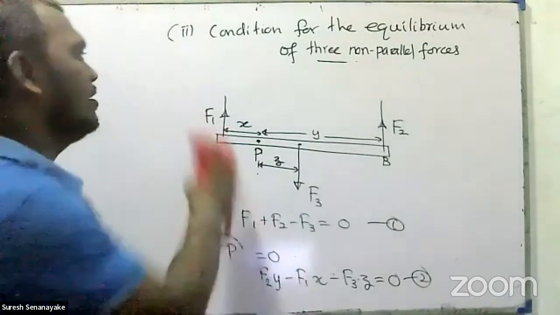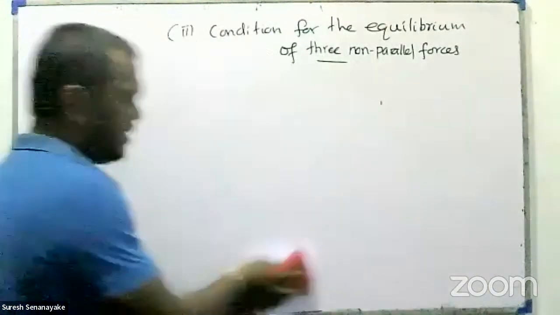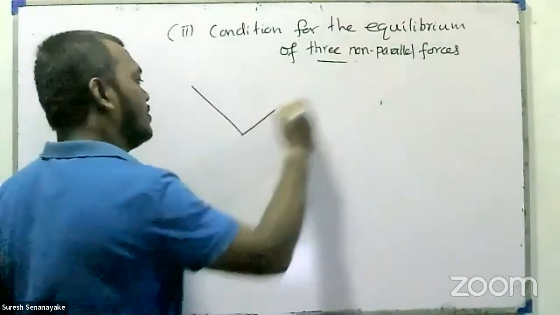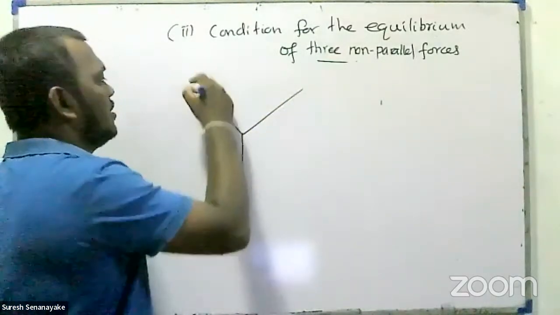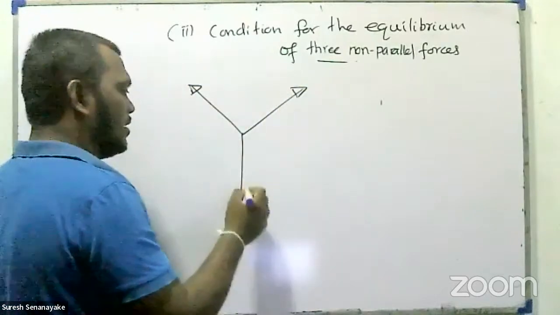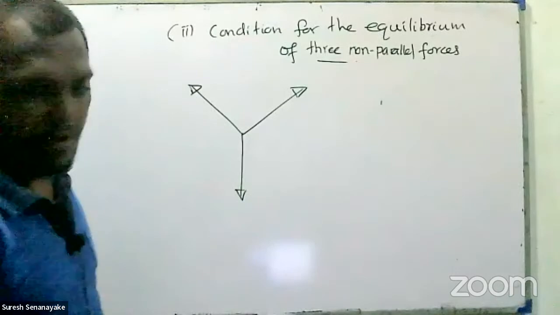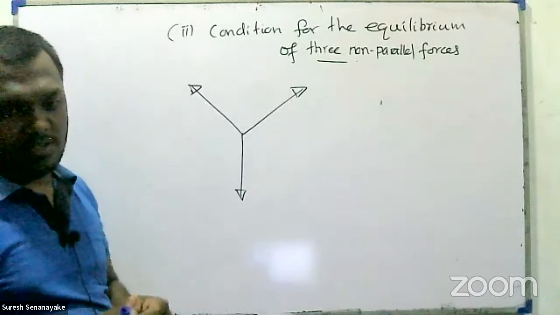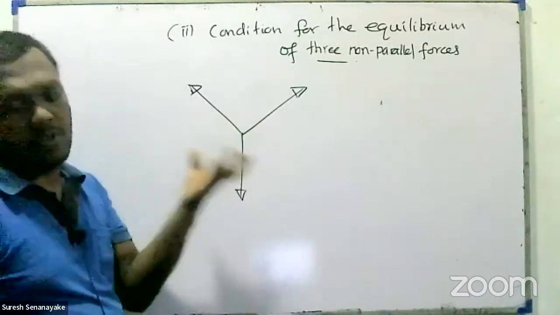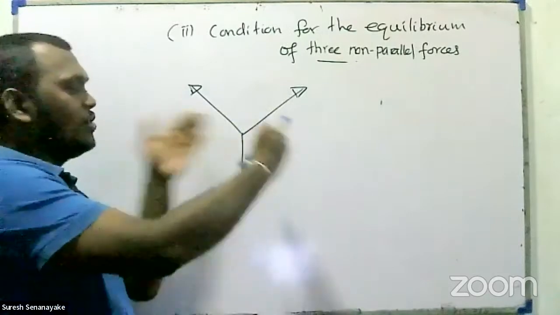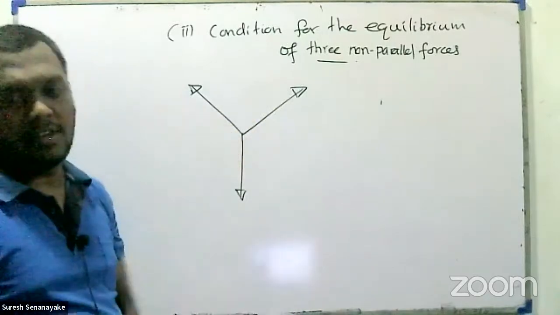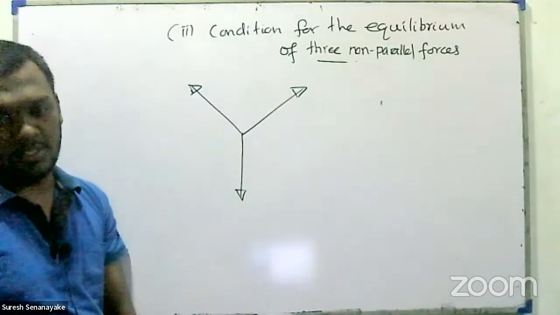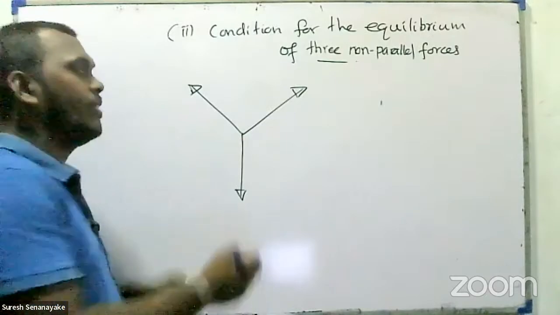I'll erase this one. Now the condition for equilibrium under three non-parallel forces is that these three forces should intersect at one point, and also that they should be on the same plane. We call that coplanar and concurrent. Coplanar and concurrent means they are in the same plane and the lines of action of all the forces intersect at one point. It is a must.